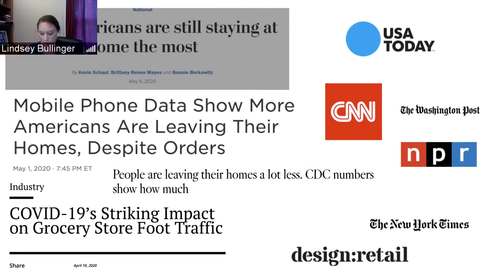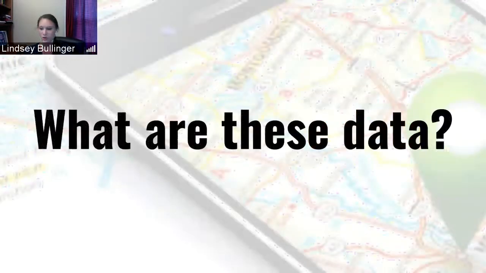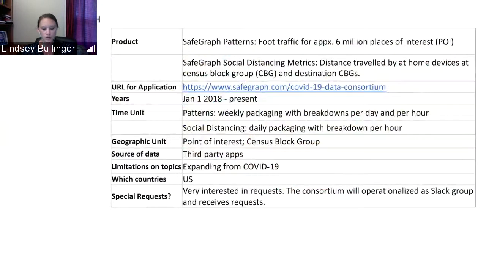And so before I get into what the research is showing, I first just want to start with what these data are, what they are capturing, and how they are doing it. So I've got several slides here showing you different sources of the cellular location device data. And the first one that I'm going to talk about is from a company called SafeGraph. And I will readily admit that I know SafeGraph data the best because I have personally used these data in several different research studies in the last several months.